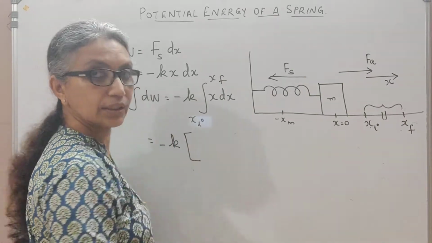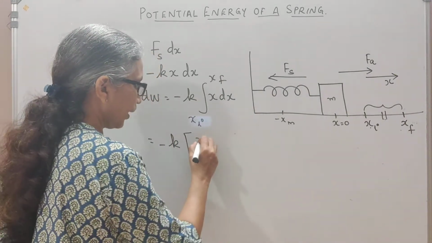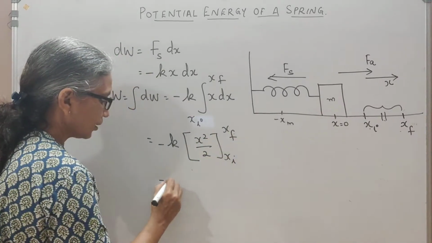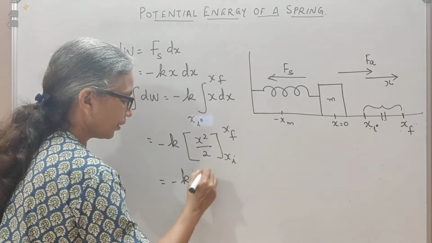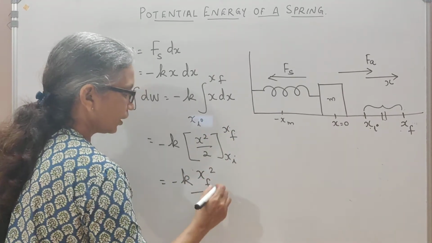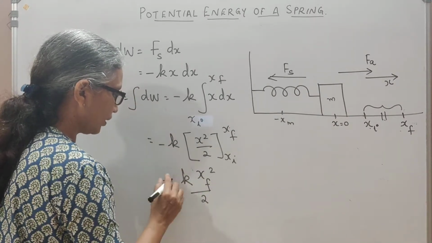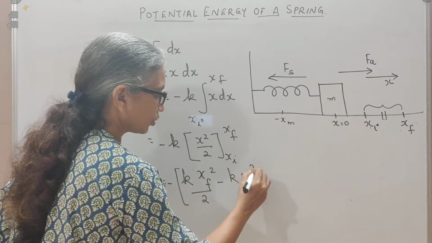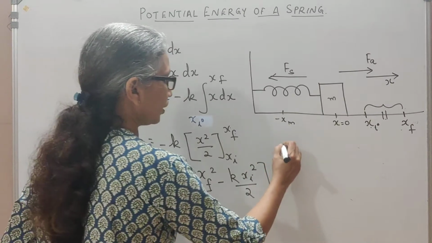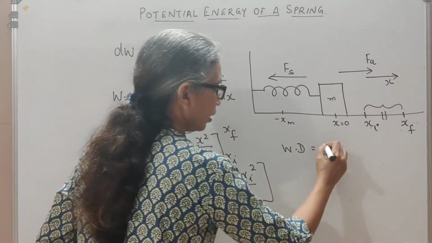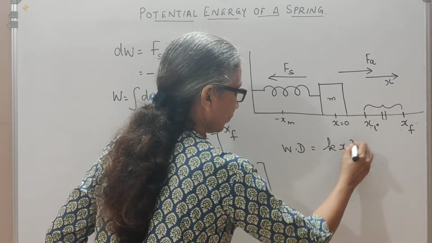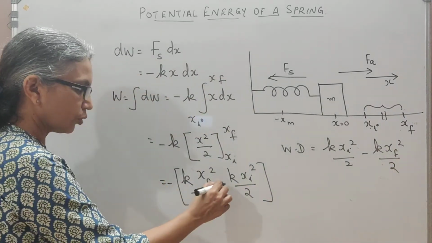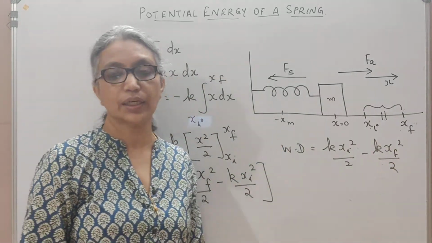I just showed you that integral x dx is x square by 2. So x square by 2 from xi to xf, that is minus k. First it will take the upper limit, so xf square by 2, then I'll put the negative outside, minus k into, it will take the lower limit, so xi square by 2. So we know that the work done now is equal to k xi square by 2 minus k xf square by 2. I took the negative inside, so positive k xi square by 2 minus k xf square by 2.